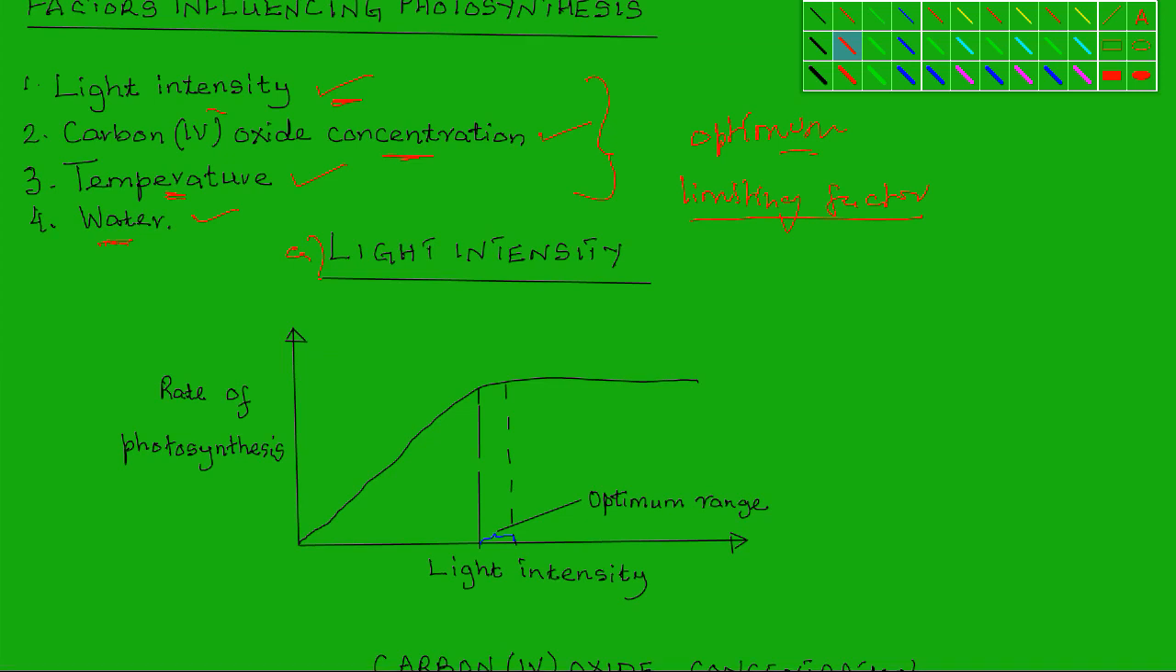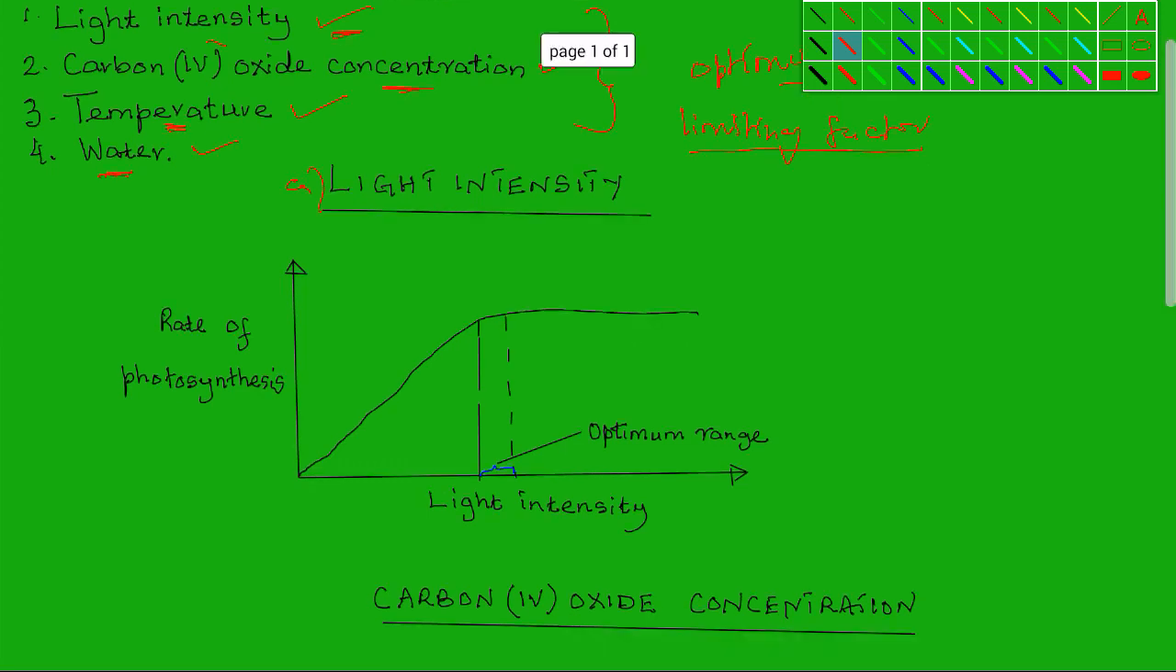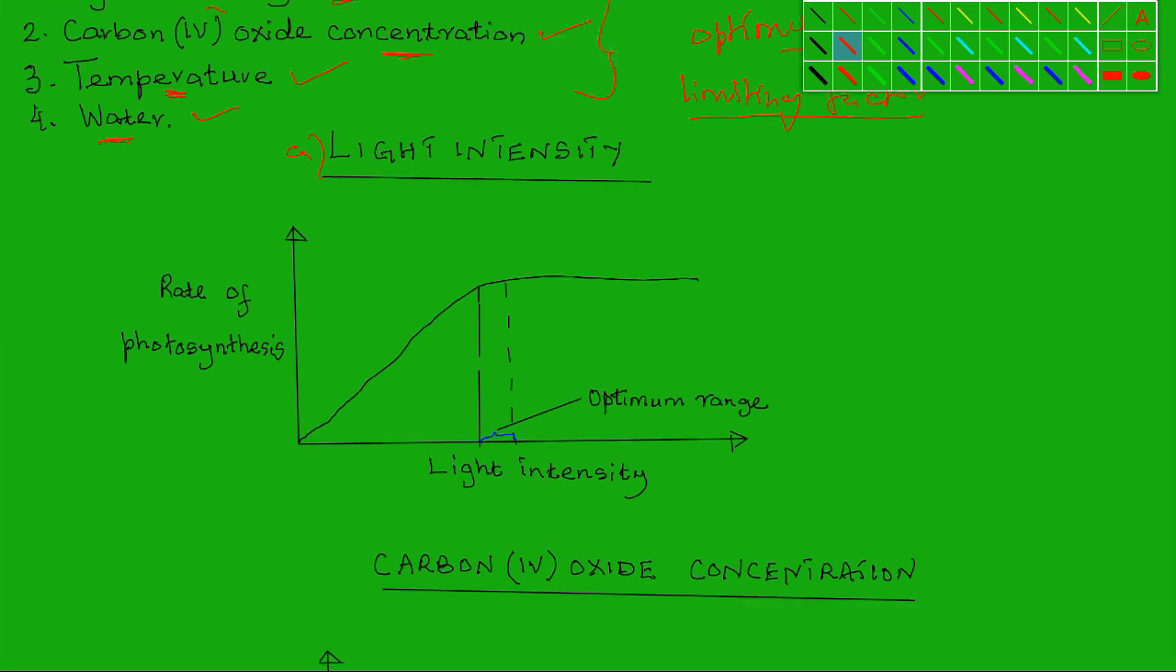Now, as light intensity increases, the rate of photosynthesis also increases up to a point and then levels off. This is illustrated in the graph. So if we start at a particular level of light intensity and we increase the intensity, the rate of photosynthesis is going to increase correspondingly up to a certain point, beyond which it levels off.